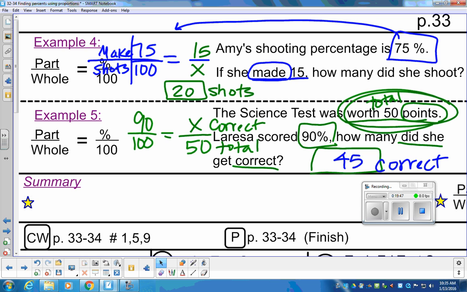And finally, our summary for today is all the part to whole relationships. It's really just a matter of a percentage out of 100. You've got to get that denominator to 100 if it's not already there. Take cross products, and method kicks in.